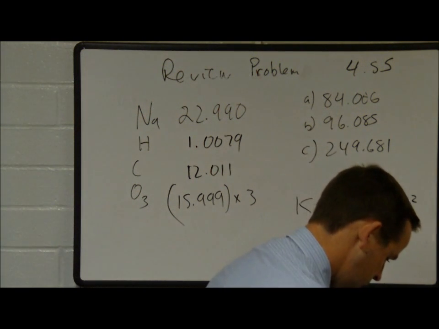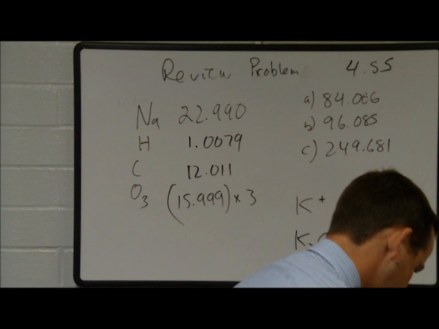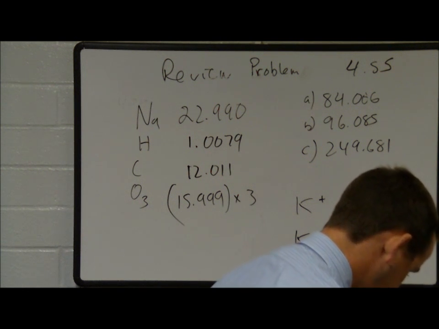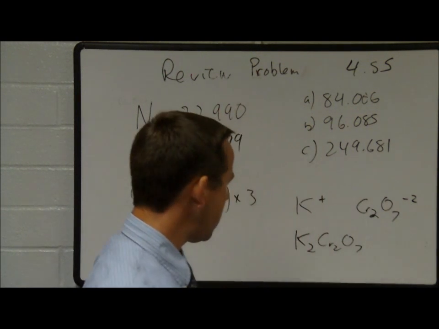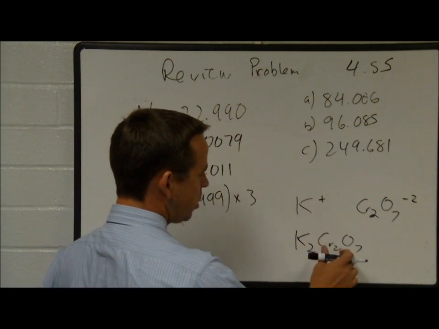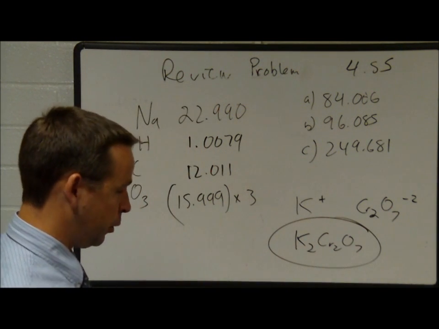What's the page number on that table so you can look it up? It's page 85 or something like that. 84. The dichromate ion, right. So it's on page 84. Okay? So K2Cr2O7 is what we want to find the molar mass of, or the formula mass.